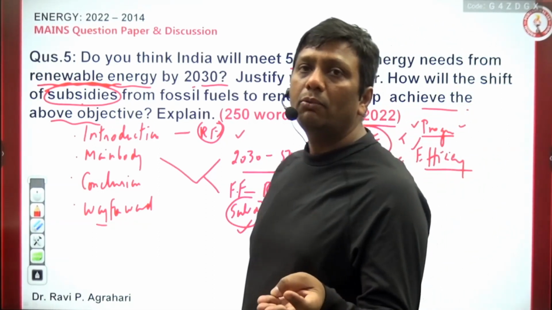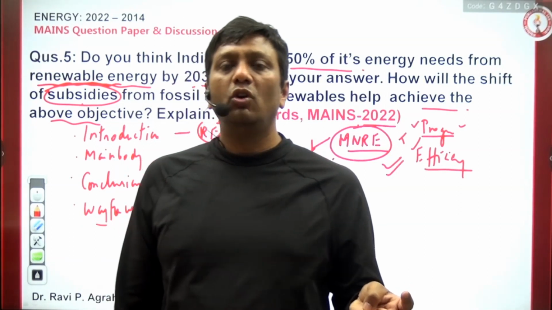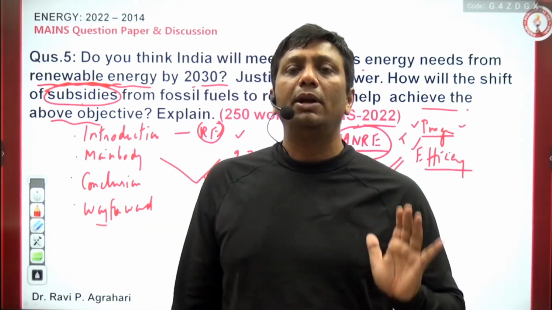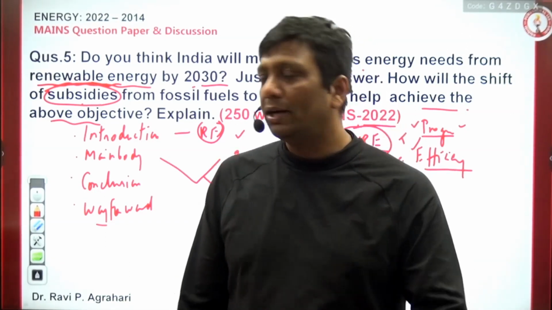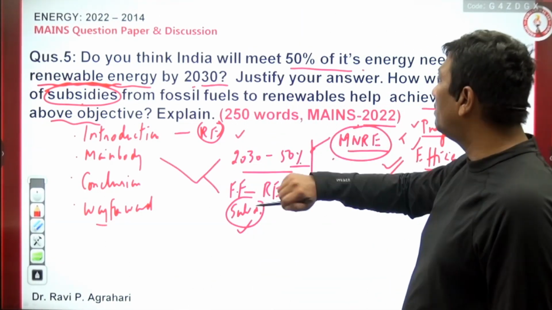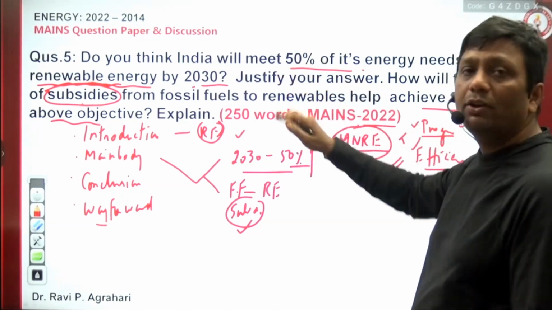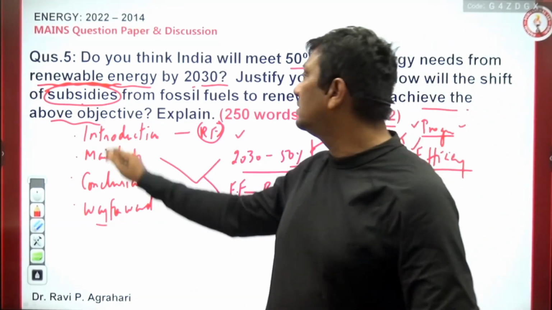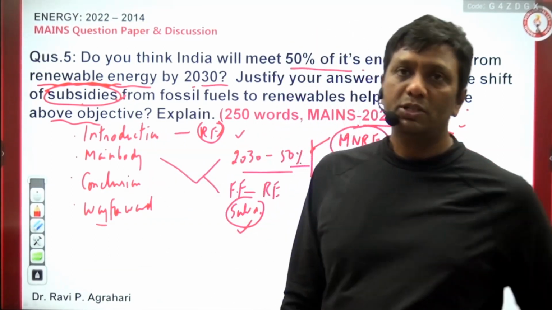Solar energy programs are launched by the government from time to time. The government launched PM Kusum Yojana. In this way you must support how this 50% target by 2030 India can achieve. That is one part. The second part: justify your answer with the government initiative programs and all. Second part, you must go toward the subsidy, meaning you must go with an economic perspective.